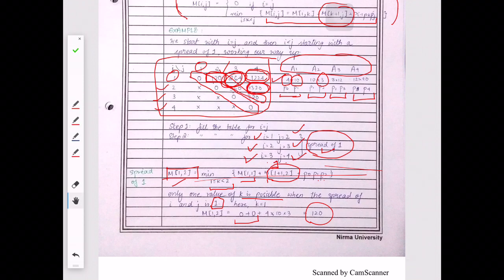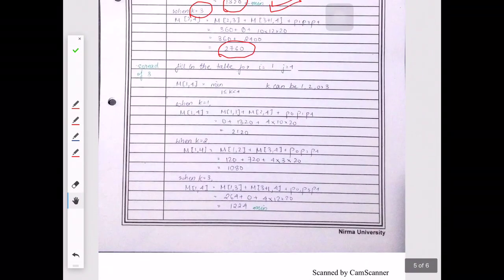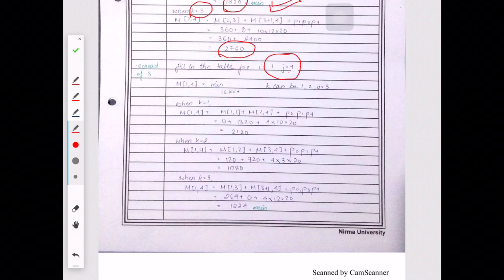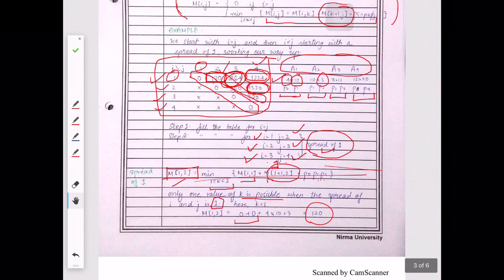So we are left with only a single block, that is when i is 1 and j is 4. So let's have a look at that, and that would mean a spread of 3 because i is 1 and j is 4, so they differ by a value of 3. So over here k can be either 1, 2 or 3, so we need to calculate the cost for each of these three values. So when k is 1, we have the following formula, the following numbers, and we get this cost. And when k is 2, we have 1080. When k is 3, we have 1224. And out of these three values, we have 1224 as the minimum. So we updated that as well in the table.